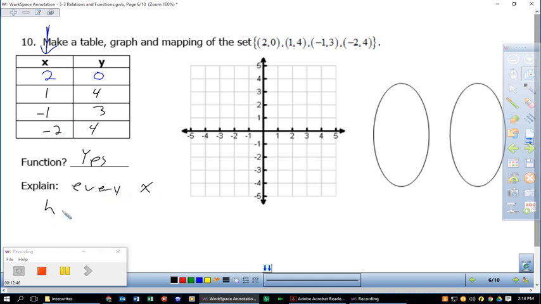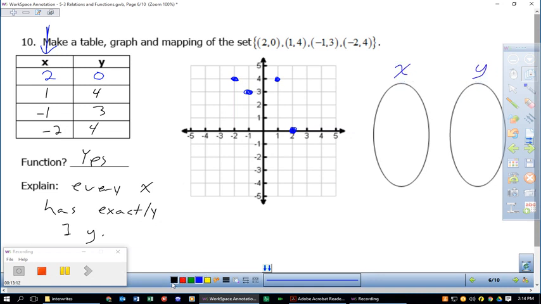Every x has exactly 1 y value. Plotting this, we get (2, 0), (1, 4), (-1, 3), and (-2, 4). Nothing sits on top of each other. That's good.